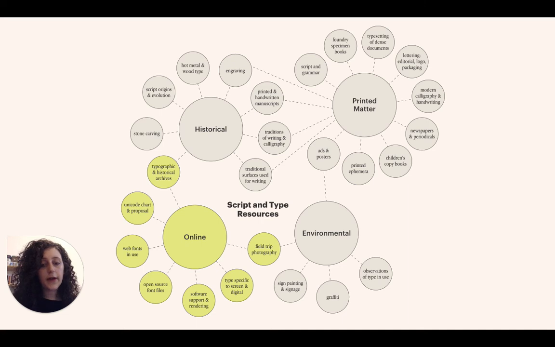Open source font files can be useful, opening those up and studying the decisions that the type designer made. And finally, historical resources. When one needs to study the history of a script, they can look to manuscripts, traditional calligraphy, surfaces like moving type, engraving, stone carving, which all paint a story of the evolution of form.